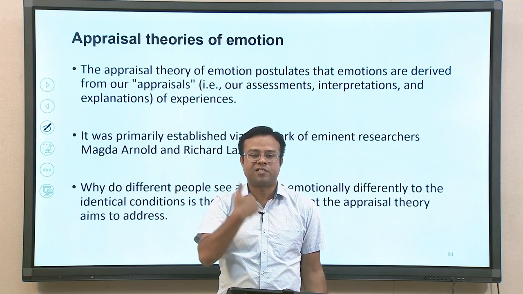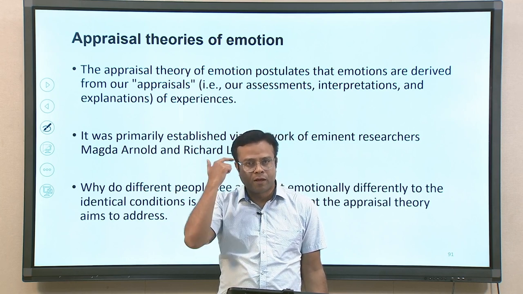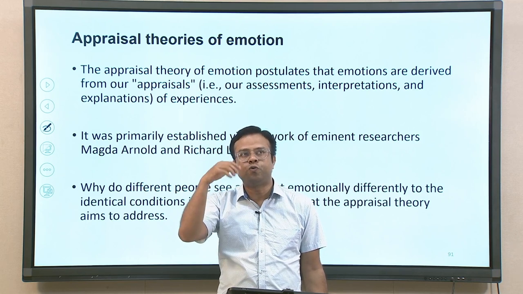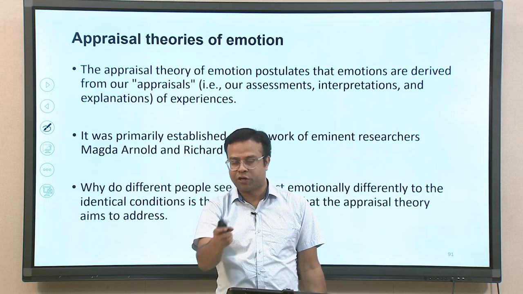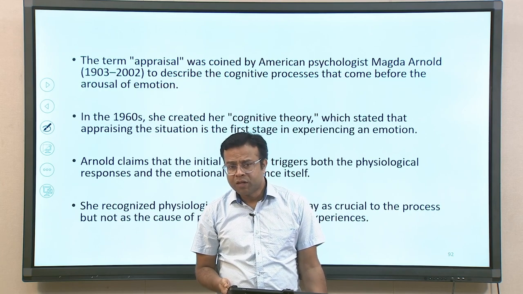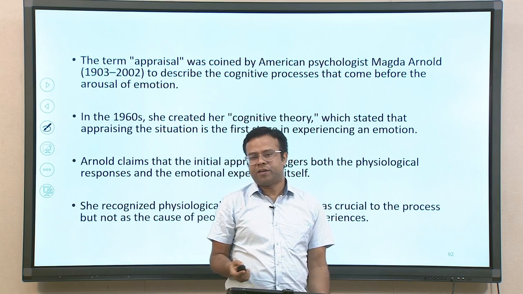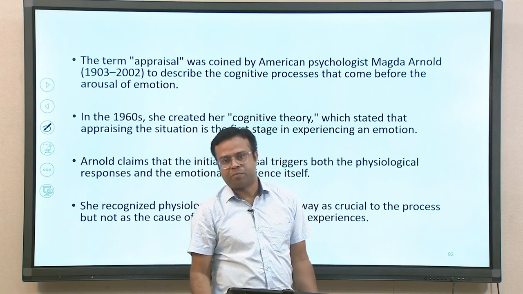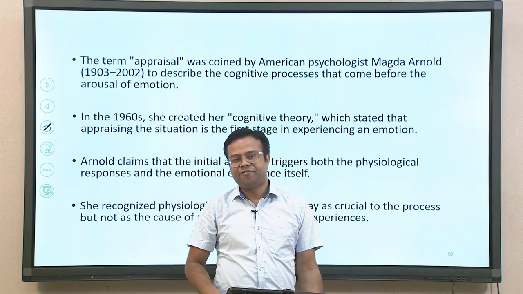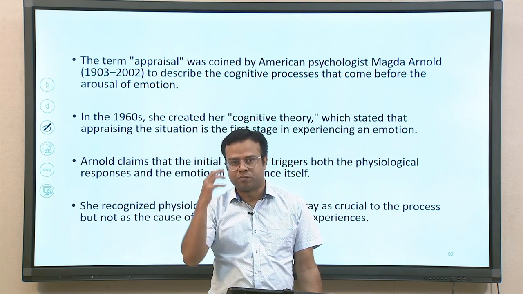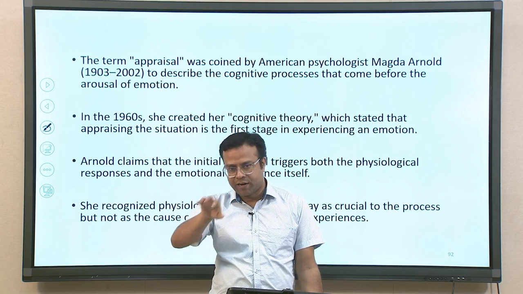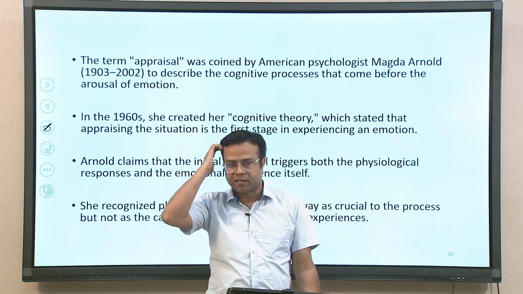They say these differences happen because of the interpretation of the event. How do you perceive and interpret that event? So, there the role of cognition comes into play. The term appraisal was coined by American psychologist Magda Arnold to describe the cognitive processes that come before the arousal of the emotion. So, cognitive processes come first, and then whatever arousal happens and other things.